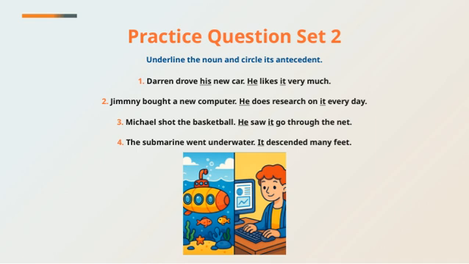Then, "Jimmy bought a new computer. He does research on it every day." So, Jimmy is the antecedent for he, and computer is the antecedent for it. Finally, "Darren drove his new car. He likes it very much." Here, Darren is the antecedent for he, and car is the antecedent for it. Notice how understanding these relationships helps us keep track of who or what we're talking about, especially in longer sentences. This practice is fundamental to clear and effective communication, which ties into our overall theme of mastering language skills.